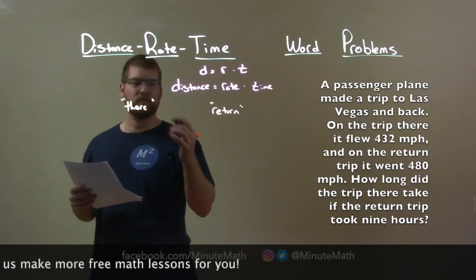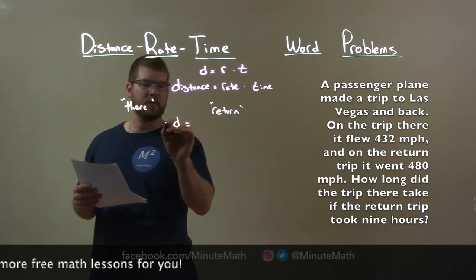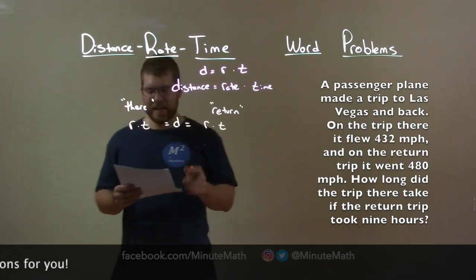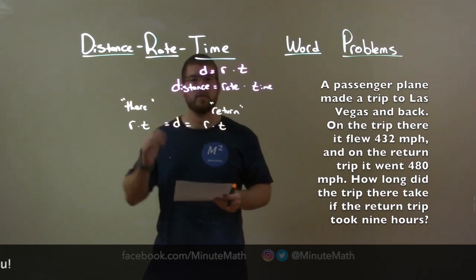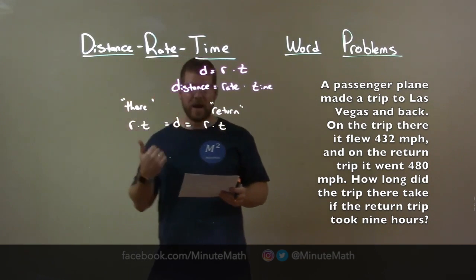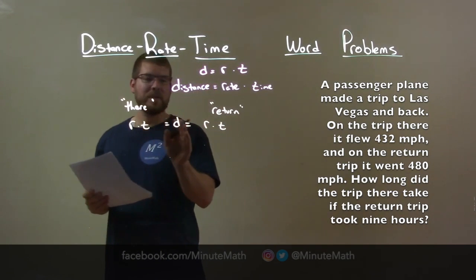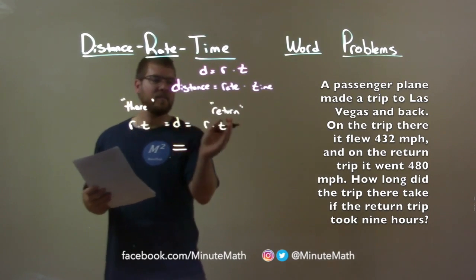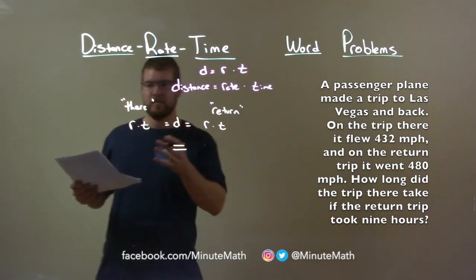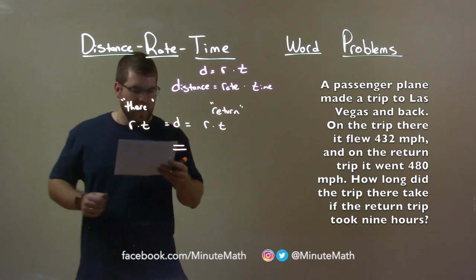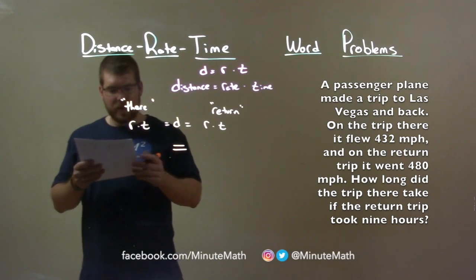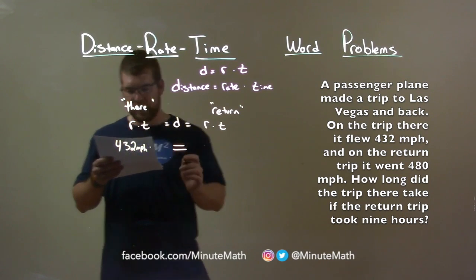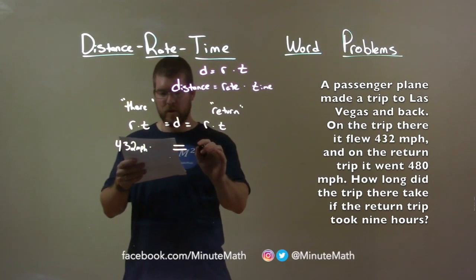We know distance equals rate times time. So we have rate times time and rate times time. Notice, it's the same distance to Las Vegas and back. The trip to Las Vegas is the same distance as the trip back from Las Vegas, right? So the distances will be equal, and on our next step, we're just going to put an equal sign here, eliminate the distance, and set rate times time equal to each other for the trip there and the trip back. On the trip there, they tell us it flew 432 miles per hour. And on the return trip, it went 480 miles per hour.